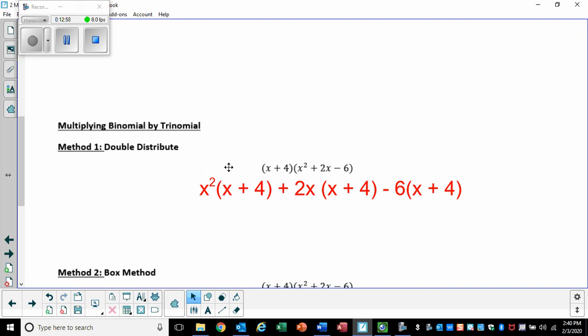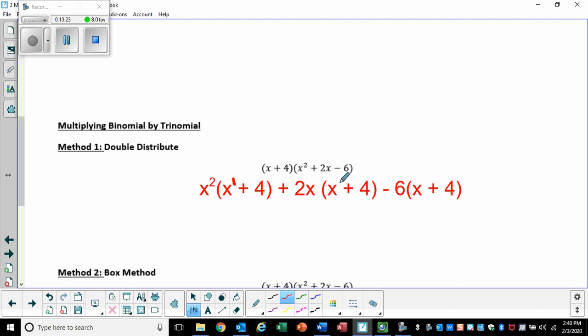Then I'm going to go ahead and distribute again for a second time. So each binomial is getting distributed, or we're distributing the number in front of each binomial. So x squared times x, remember that's when you're adding the exponents again. So that has an invisible 1 here. So you get x to the third. X squared times 4 is just 4x squared.